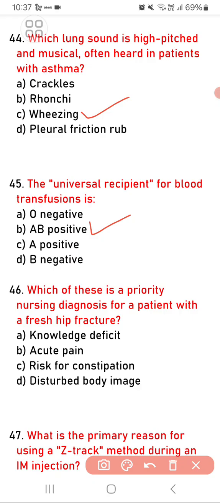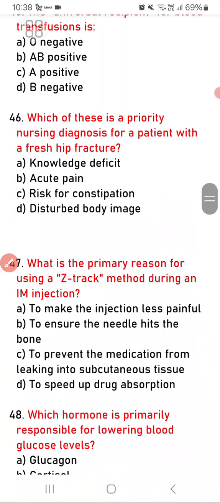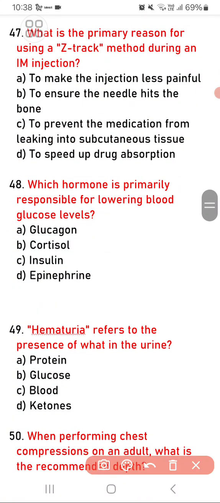Which of these is a priority nursing diagnosis for a patient with a fresh hip fracture? Acute pain. What is the primary reason for using a Z-track method during an IM injection? To prevent the medication from leaking into subcutaneous tissue.